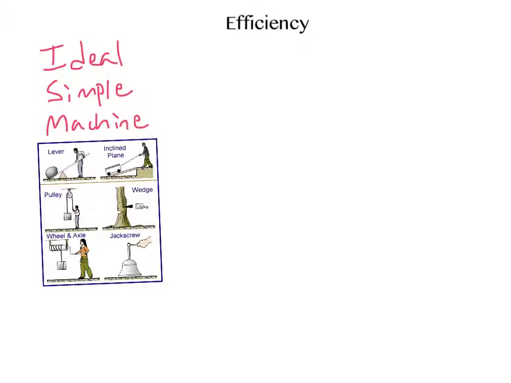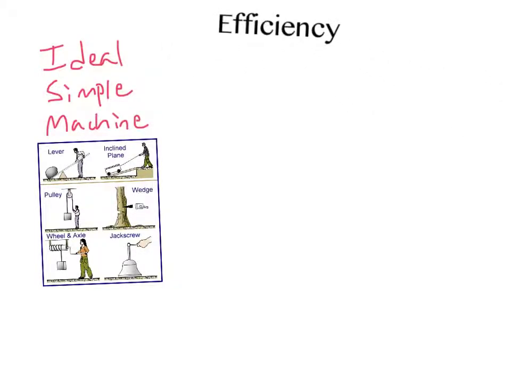Now, since no machine can ever put out the same amount of energy that's put in, we have to have a way to talk about how effective a machine is. One of the ways we do this is through what is called efficiency.